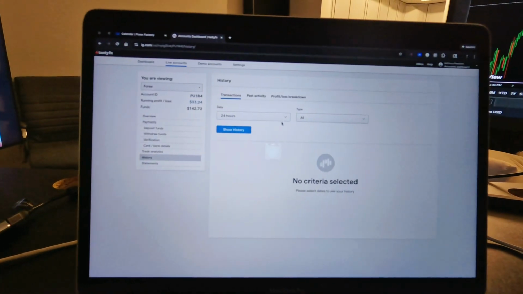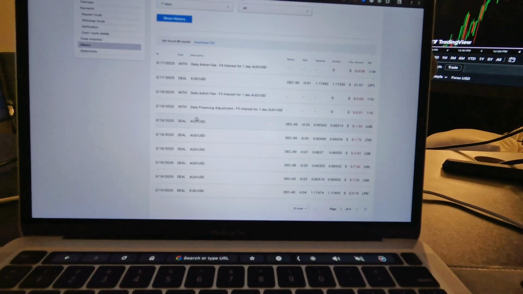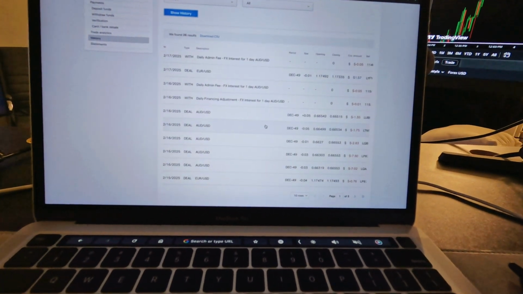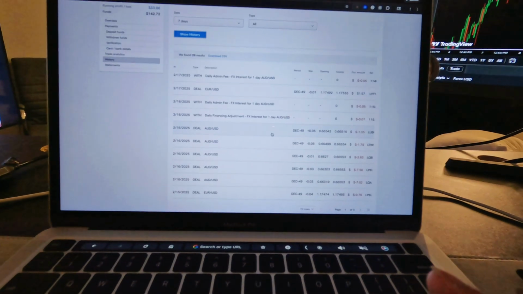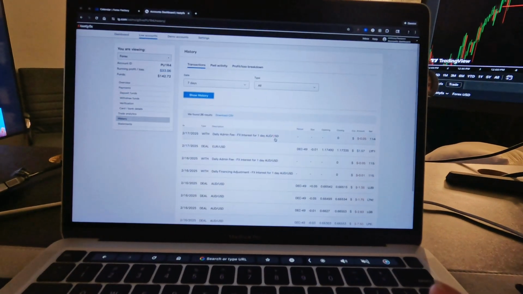Let's go to history, last 7 days. As you can see here, I took a couple losing trades. All of these are AUDUSD. So I took about a $14 loss, like a $20 loss with AUDUSD. I was already in profit. I think I was at 163 from 150.